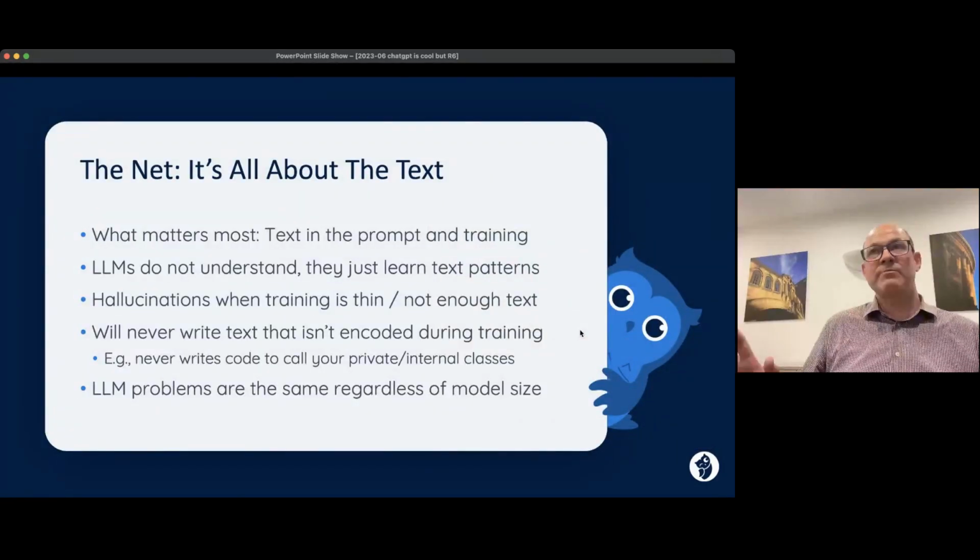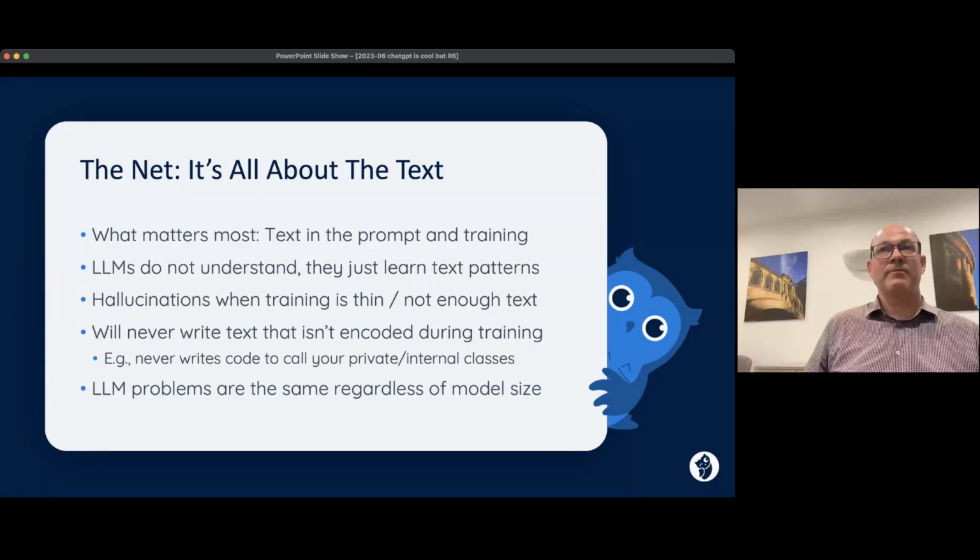So the main thing to remember about large language models is that it's all about the text. What matters most is the text in the prompt and the text in the training. Large language models don't really understand anything. They just learn text patterns. You get hallucinations when the training is thin and it doesn't have good probabilities to use for prediction, or if there's not enough text in the prompt.